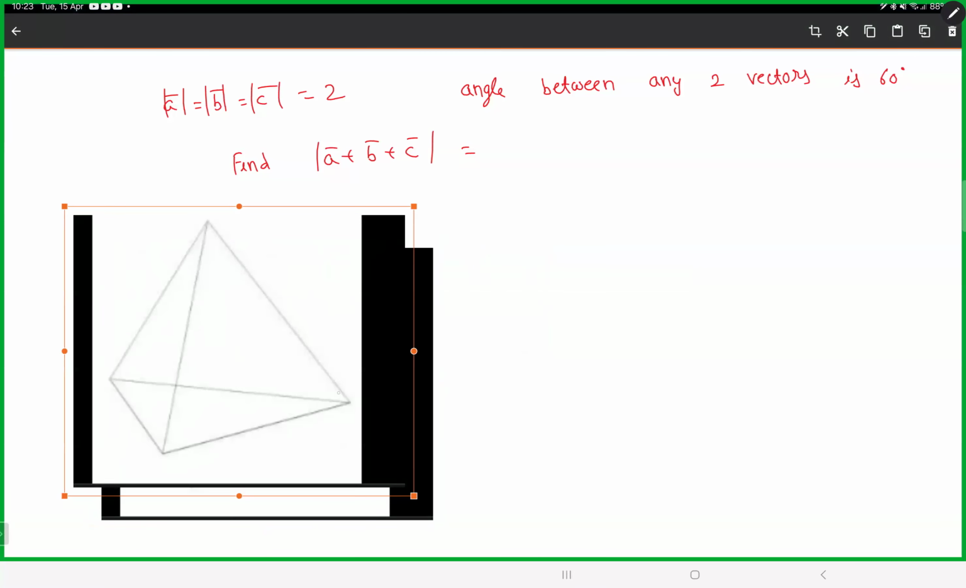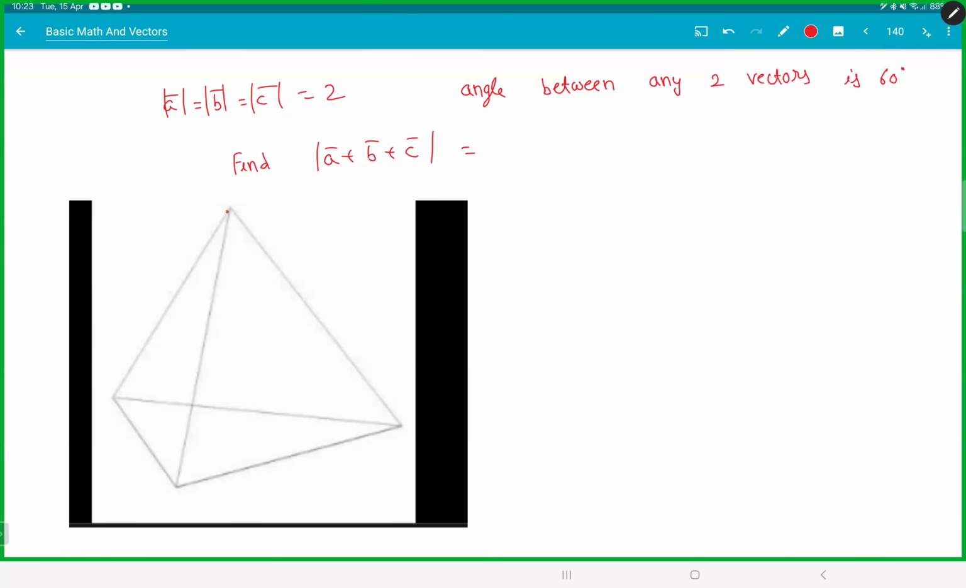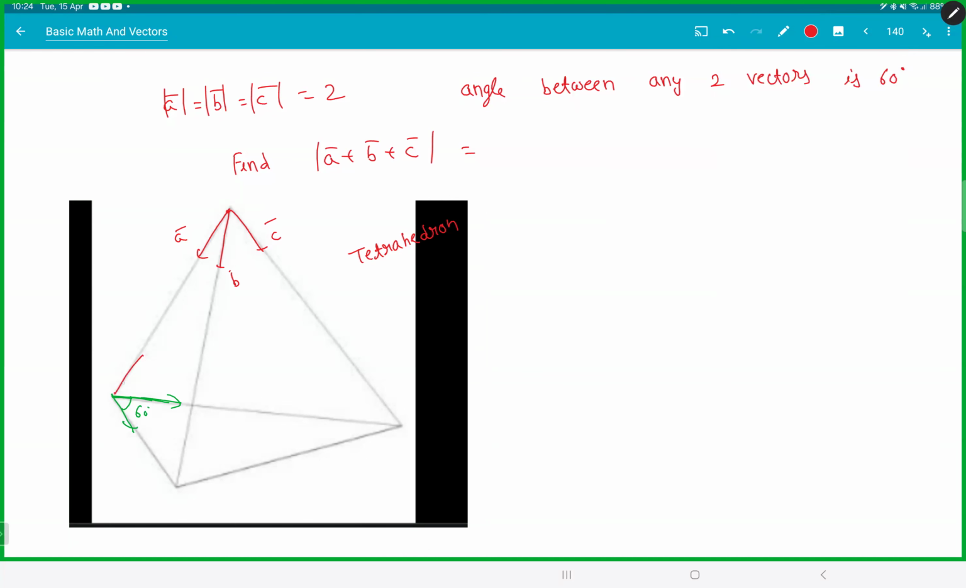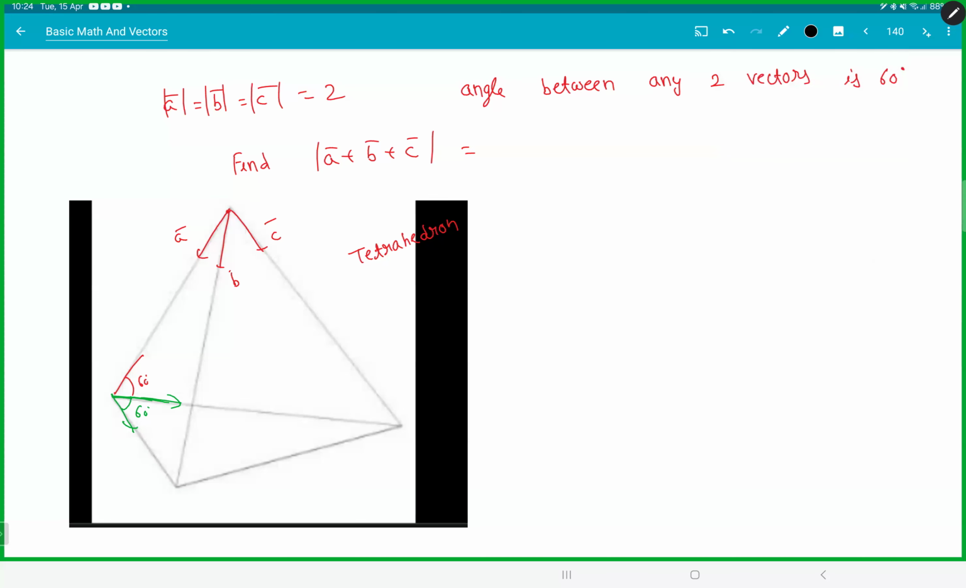This is the shape they would form. Look at the vectors. This is A bar, this is B bar, this is C bar. This is called a tetrahedron. Let me show it here. See, the angles between the sides: this one, this angle is 60. This one and this one, this angle is 60. This one and this one, this angle is 60.